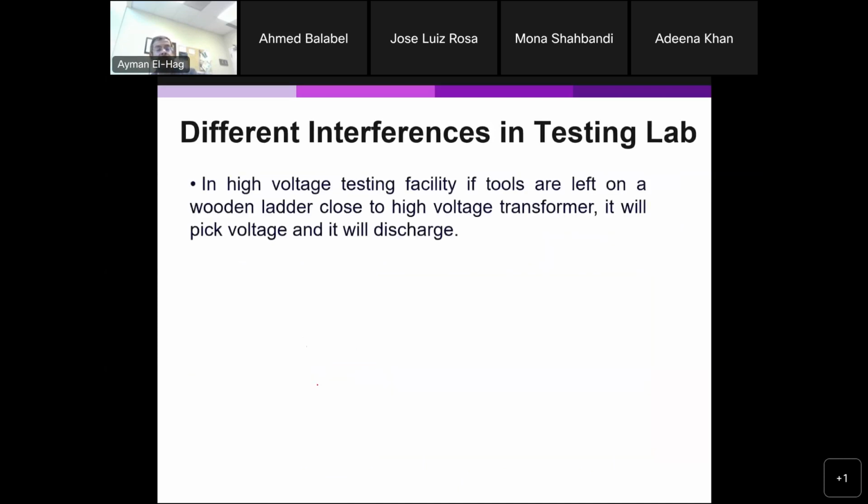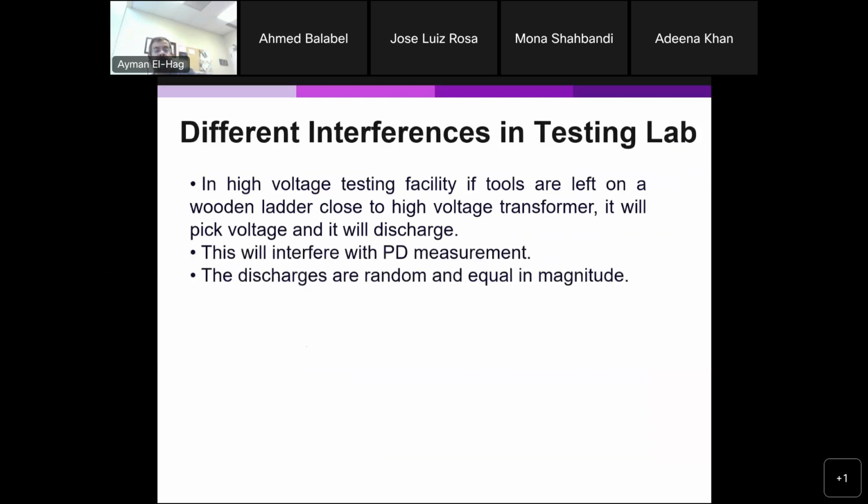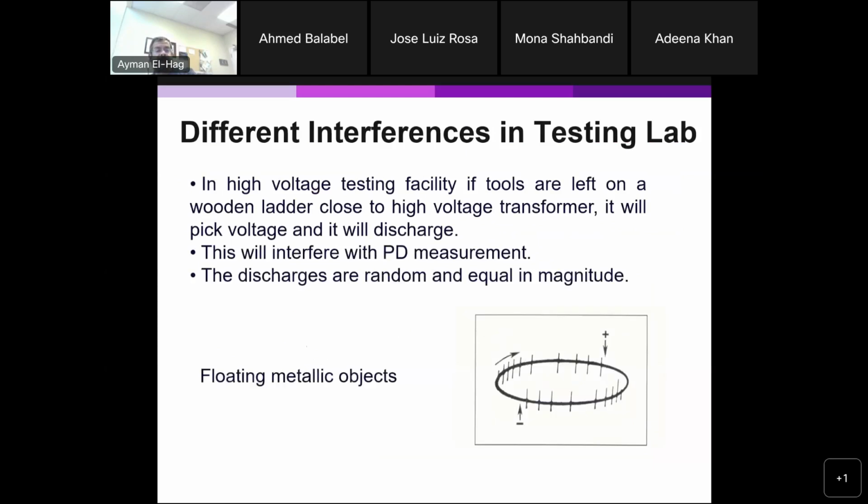Sometimes you have a tool around close to the high voltage. It induces a partial discharge, and it is random. And here, if you have a floating metallic object, you will see the partial discharge happen like that. This has nothing to do with the insulation system, so that is also basically noise.